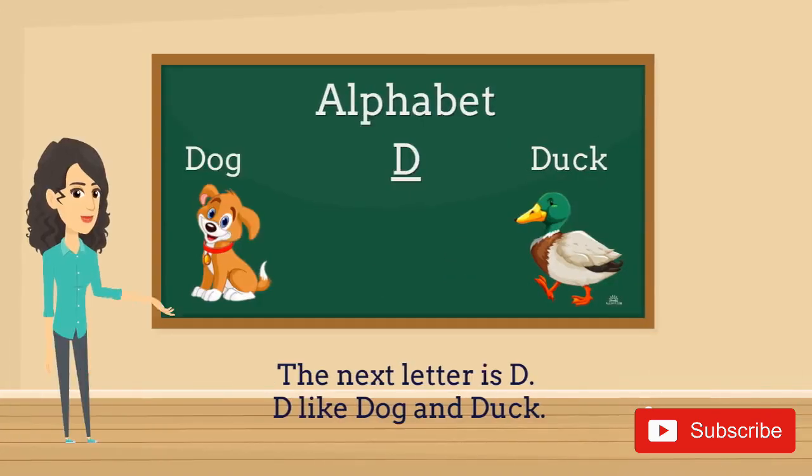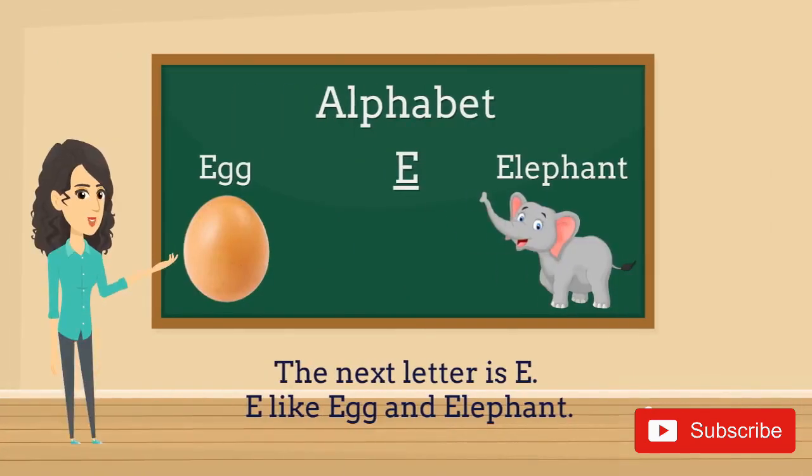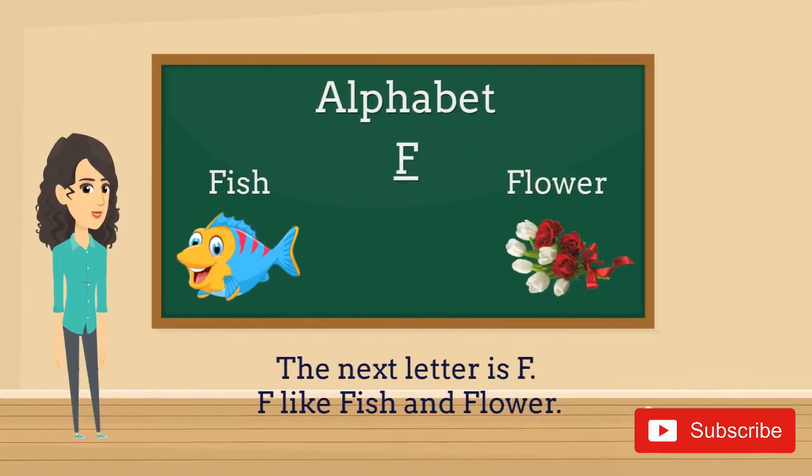The next letter is D. D like dog and duck. The next letter is E. E like egg and elephant. The next letter is F. F like fish and flower.